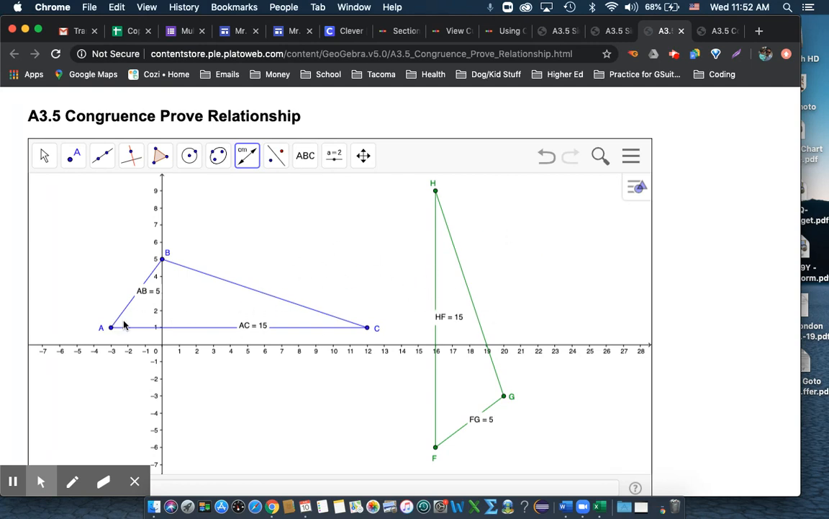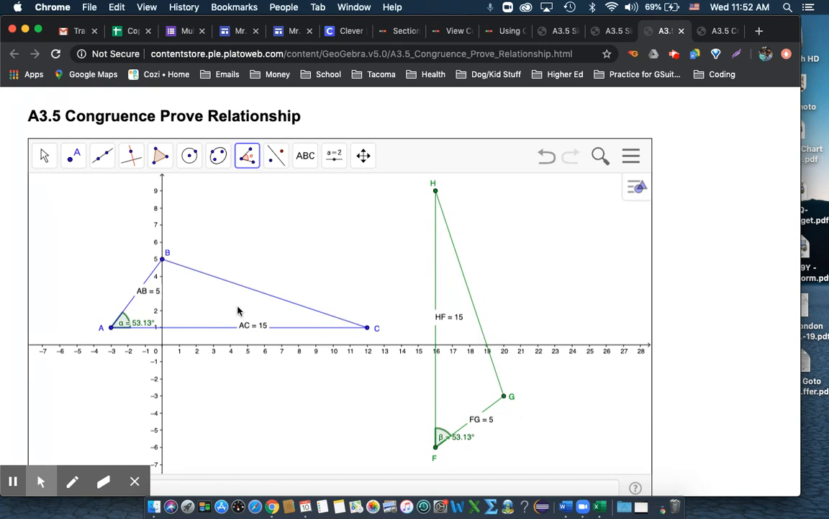Or I could find the included angle. If I wanted to find the angle between the two sides that I know, I went in the wrong direction. Let's go backwards. Go from C to A to B, G to F to H. Notice those two angles are the same. So it's true, these two triangles are congruent. Now I chose to do SAS. You could have done side, side, side by just finding the lengths of BC and HG.